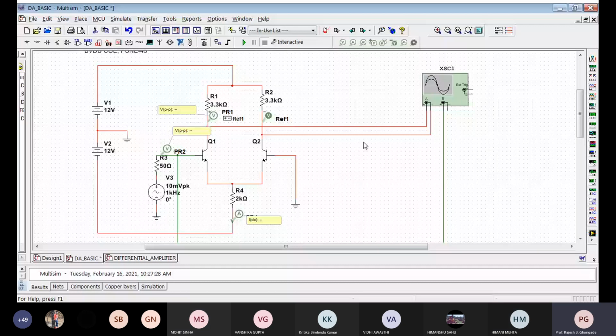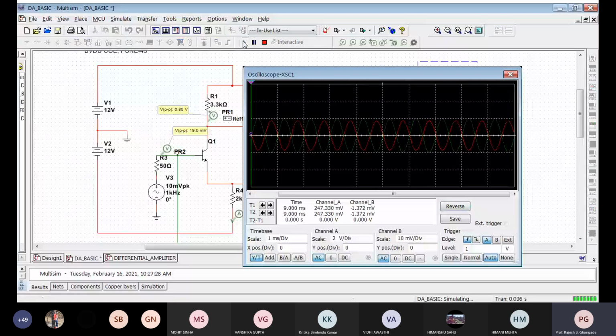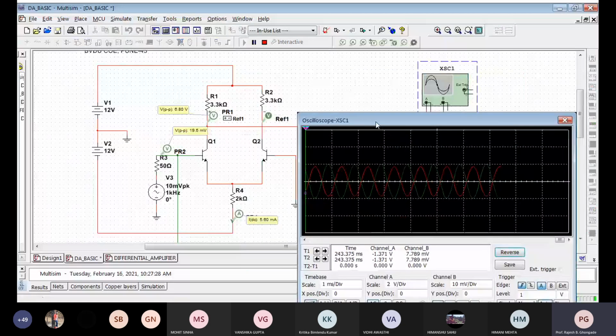So instead of getting a differential output, I am just going to have something like this. We'll see what this is. This is the designed differential amplifier, only stage 1. Now if I run the simulation, I'm going to see the amplified output.